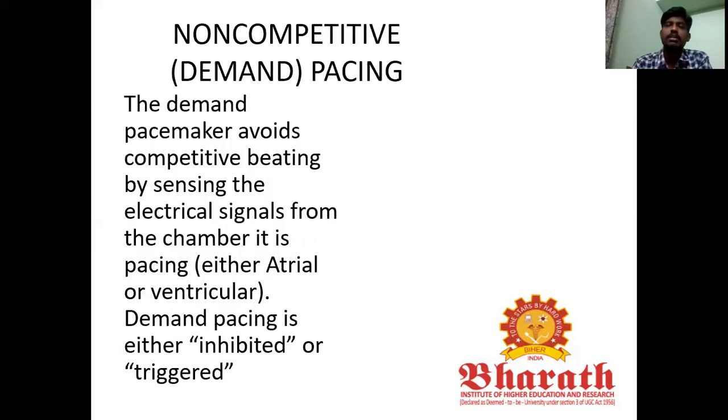Next one is the non-competitive demand pacing method. The demand pacemaker avoids competitive beating by sensing the electrical signal from the chambers. It is pacing either atrial or ventricular. Demand pacing is either inhibited or triggered.